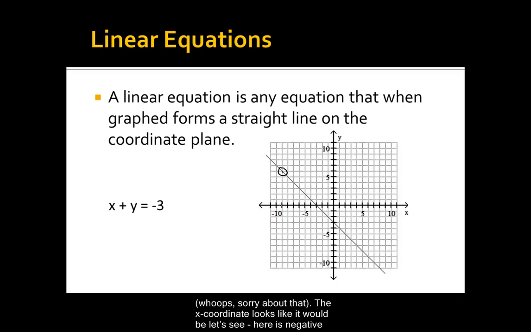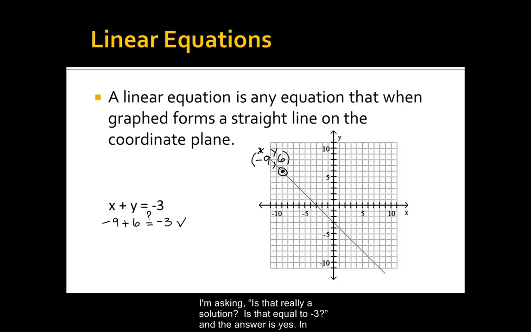The x-coordinate looks like it would be, let's see, here's -5, 6, 7, 8, 9. So the x-coordinate is -9. So I'm going to label this point up here. Its x-coordinate is -9. Its y-coordinate is +6. So this point in the center here has coordinates -9, +6. What that means is if I plug these values in, remember the first one is always x, the second one is y. -9 goes in for x in the equation, plus +6 for y, and I'm asking, is that really a solution? Is that equal to -3? And the answer is yes.